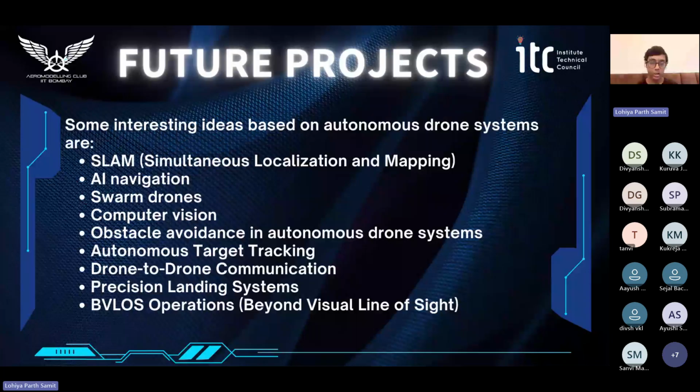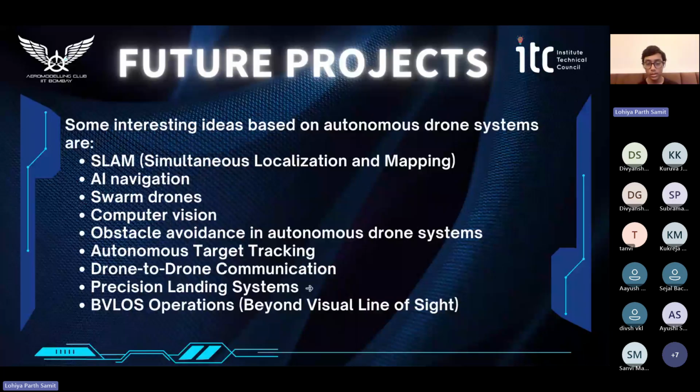The next is AI navigation. The best one personally is swarm drones. The next one is computer vision that can be used to, for example, identify crops that have grown and are still growing in fields. Then we also have auto obstacle avoidance in autonomous systems. We also have autonomous target tracking that can be used for defense purposes. We also have drone to drone communication. We also have precision landing systems, and these can be used for search and rescue missions.